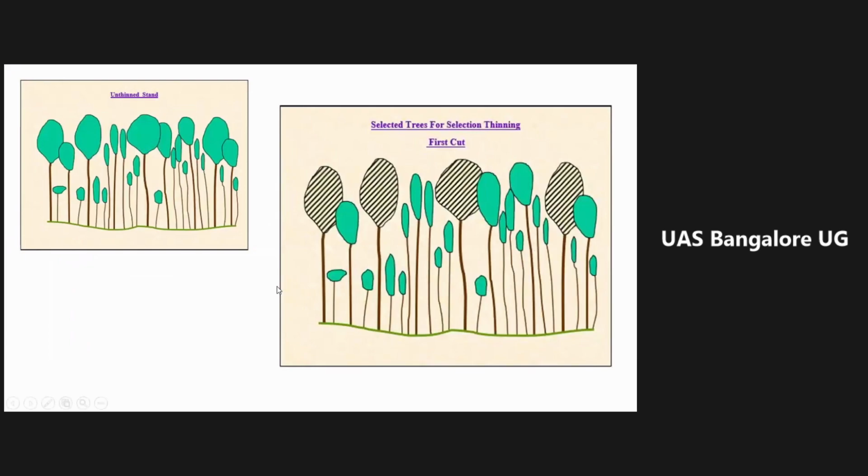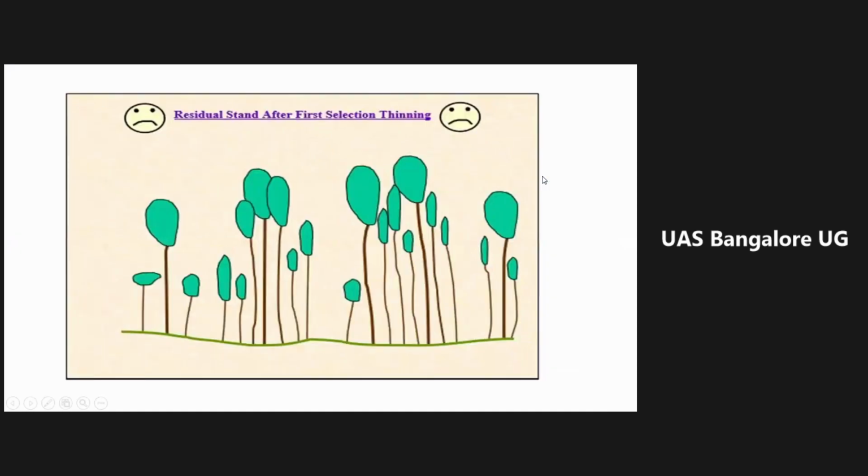So here you can see the first one, the unthinned stand, and the selected trees for selection thinning in the first cut. Okay, mainly the dominant tree species are selected. The dotted lines show the dominant class tree species. Okay, in the first thinning, all the dominant tree species are going to be removed from the stand. Then this is showing the residual stand after the first selection thinning. Here you can find only the suppressed and some codominant and intermediate trees in the stand.